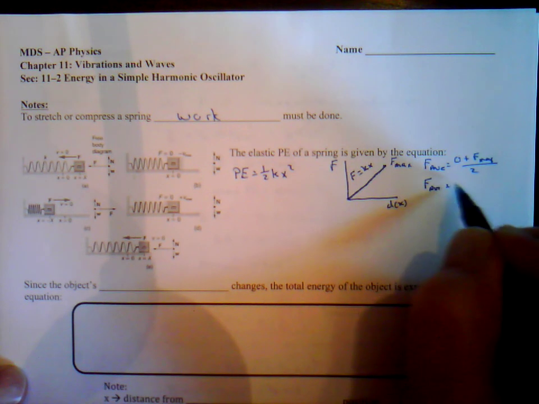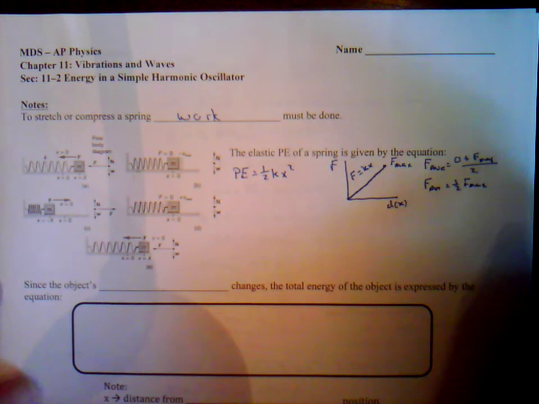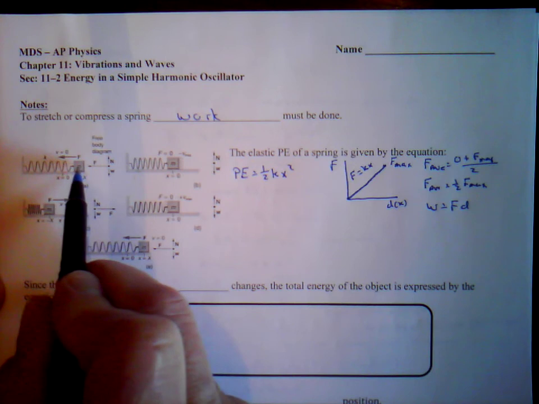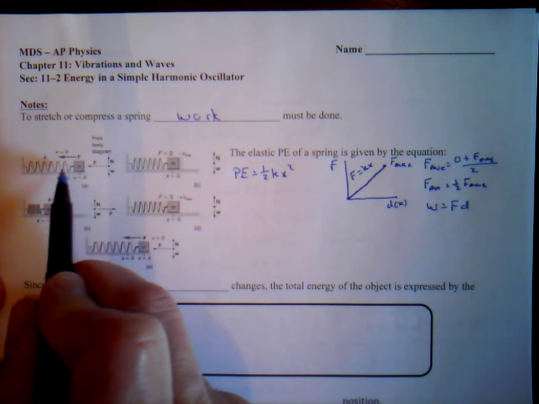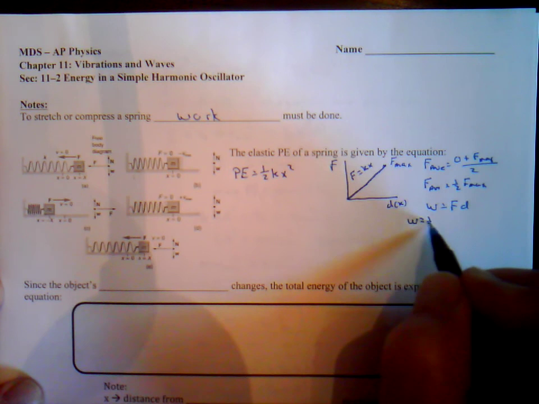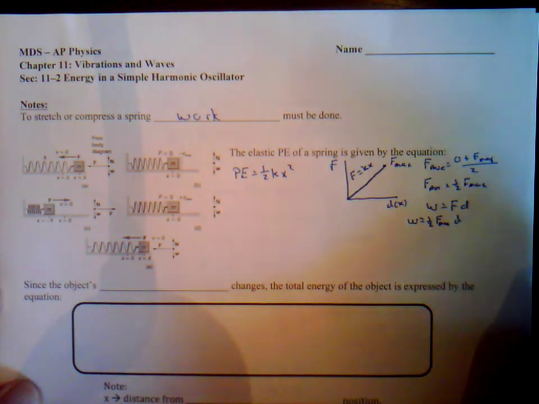That's the average. So this average force could be equal to 1/2 the maximum force. Now remember, work is equal to force times distance. We stretch this spring from its equilibrium position to some distance. We applied a force through some distance, but that force got larger as we moved it, so the average force was 1/2 the maximum value. So then this force that we applied wasn't the maximum force. This work is 1/2 the maximum force times distance that we moved it.